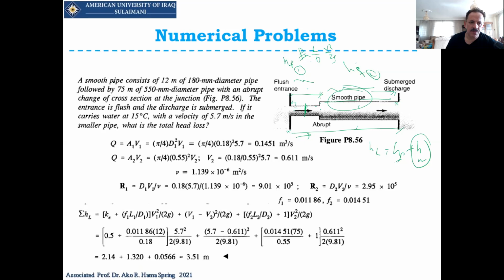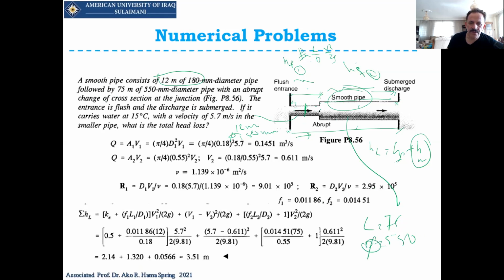The smooth pipe consists of 12 meters of 180 millimeter diameter pipe followed by, look at this one, this part is 12 meters in length and its diameter is 180 millimeters, while this part is 75 meters and it's 150. So we can say this is length, and this is diameter, or phi.